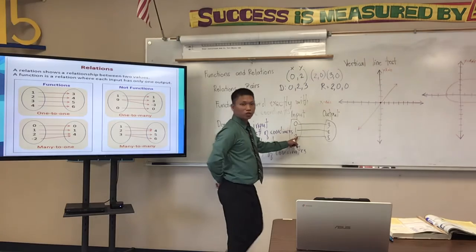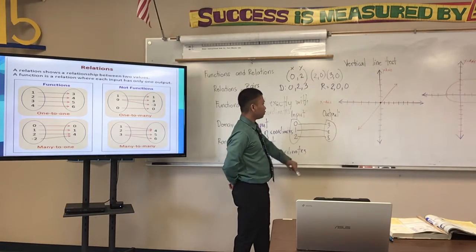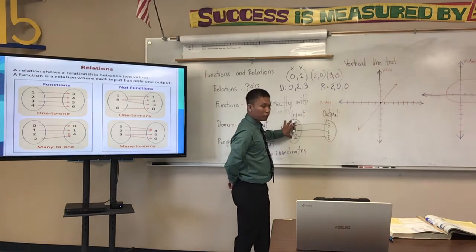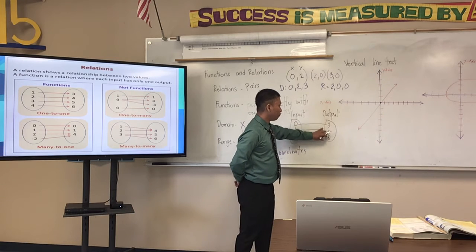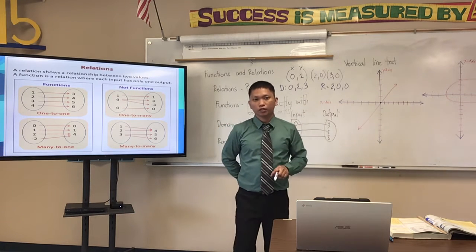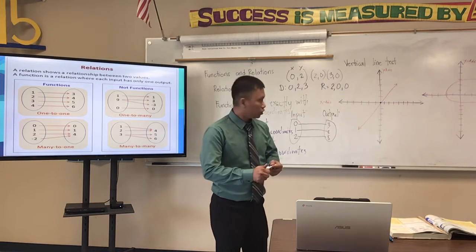So in this illustration, we have 0, 1, 2 as our input. So this will be our domain. And for the output, we have 3, 4, 5. This will be our range. Okay.